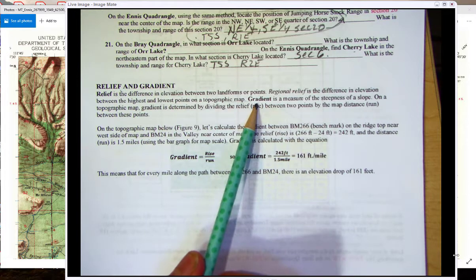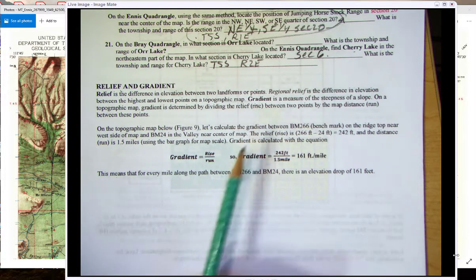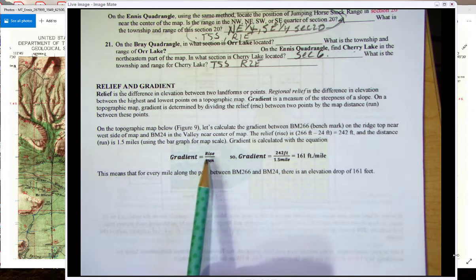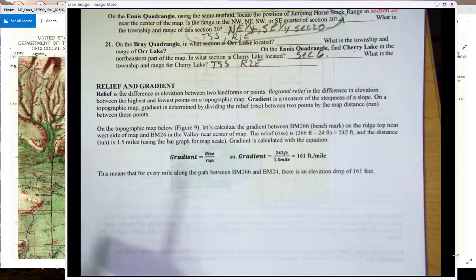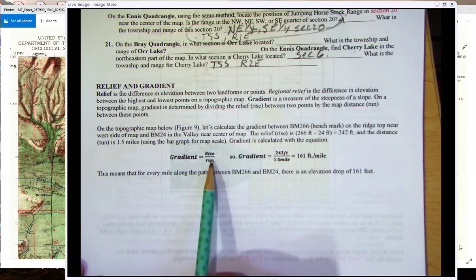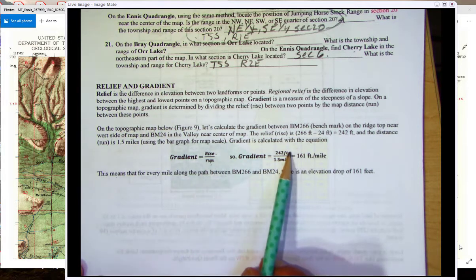Gradient is, you've probably heard of the rise over the run, right? The rise over the run, and in geology, or at least in topographic maps, especially when we start doing rivers, because we want to know what the gradient of a river or stream is going to be, we look at the elevation change over the distance. It's always going to be in feet per mile.